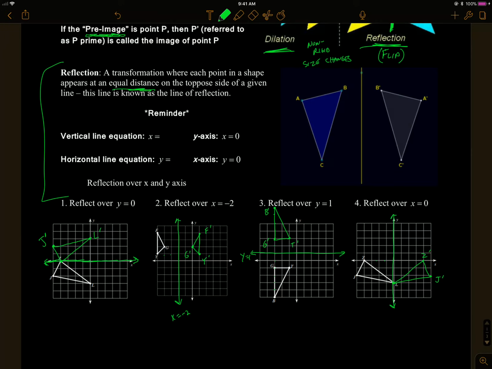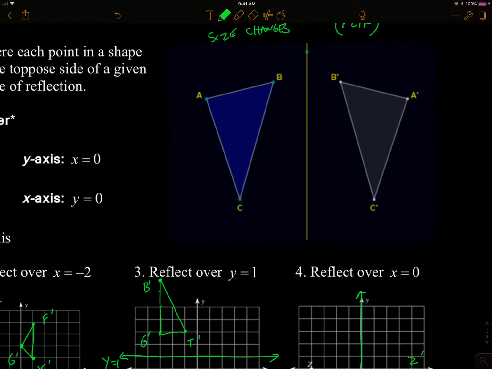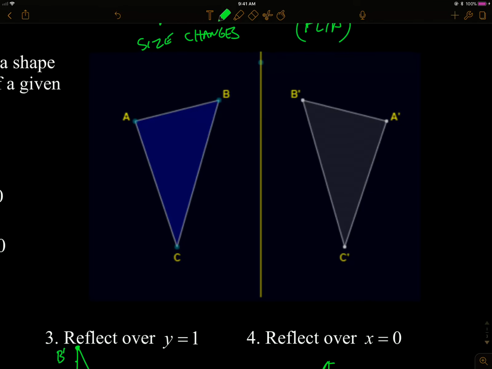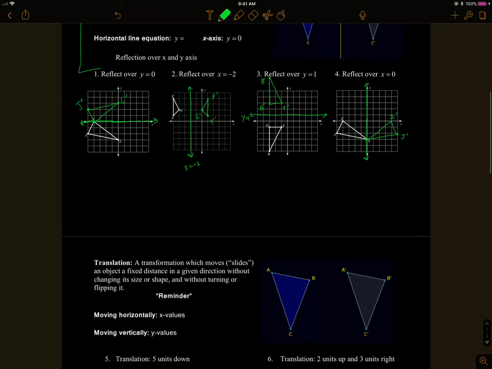So those are reflections. And here's an example of a reflection. So you can see that this was your pre-image. How do I know that? Because the letters are A, B, and C, and I know this is after you've reflected it. This is the image you get. I know that because of the A prime, B prime, C prime.